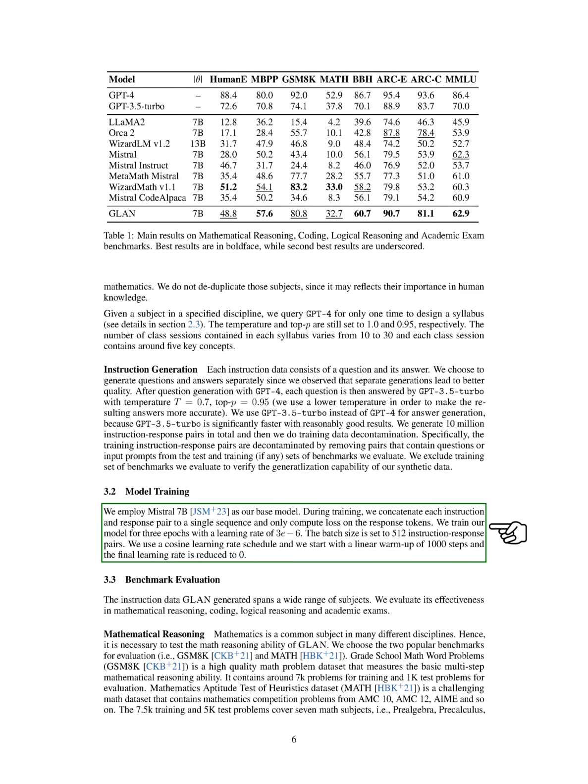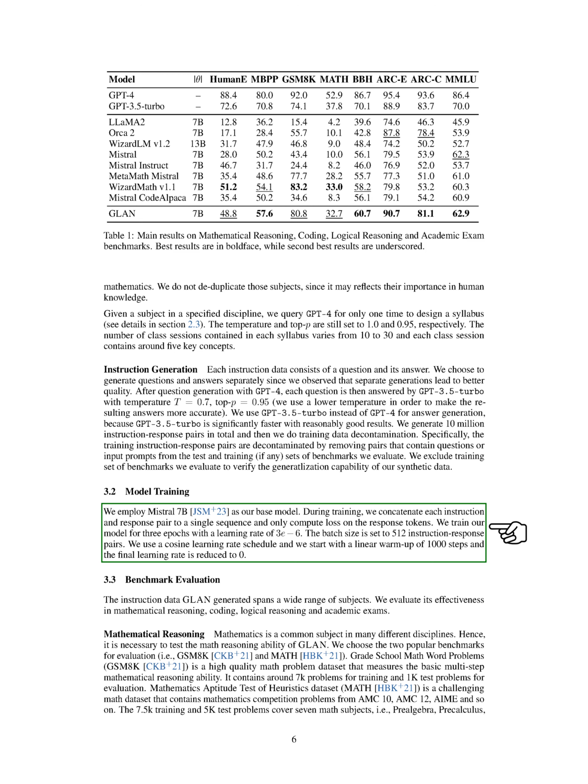For training our model, we use Mistral 7B as the base model. We combine each instruction and response into a single sequence but only calculate loss on the response part. We train the model for 3 epochs with a learning rate of 3 × 10⁻⁶. The batch size we use is 512 pairs of instructions and responses. Our learning rate follows a cosine schedule, starting with a linear warm-up of 1,000 steps before reducing to 0.